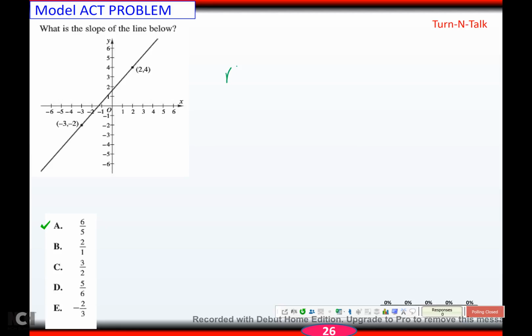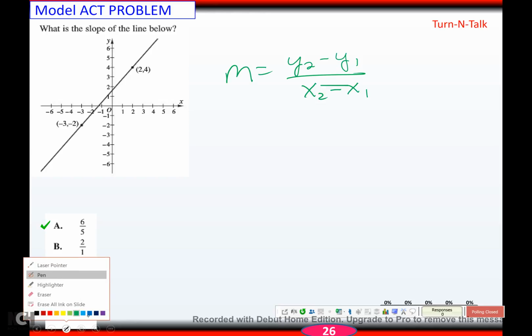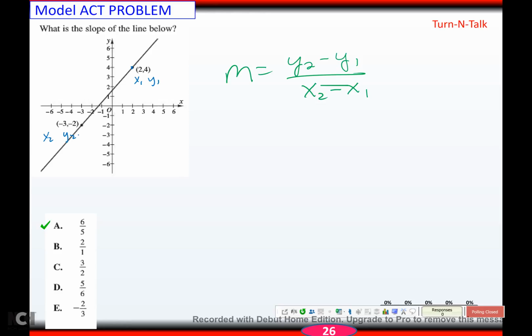Alright, slope, slope, slope. Slope is y2 minus y1 over x2 minus x1. So, it doesn't matter who you call what, alright? I'm going to call this point 1, which makes this x1, y1, and if this is point 2, that's x2, y2. So, my slope is going to be y2 minus y1 over x2 minus x1. So on top I'd get negative 6. On bottom I would get negative 5. A negative divided by a negative is a positive 6/5.